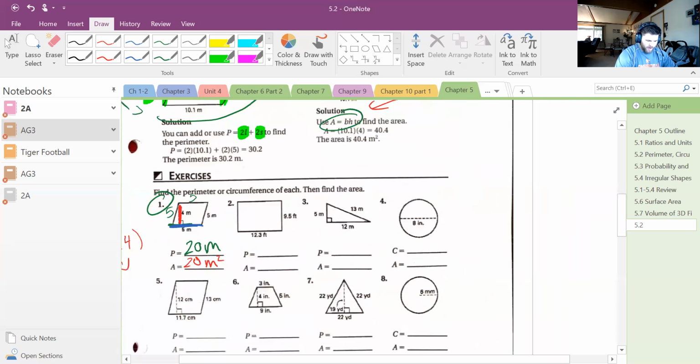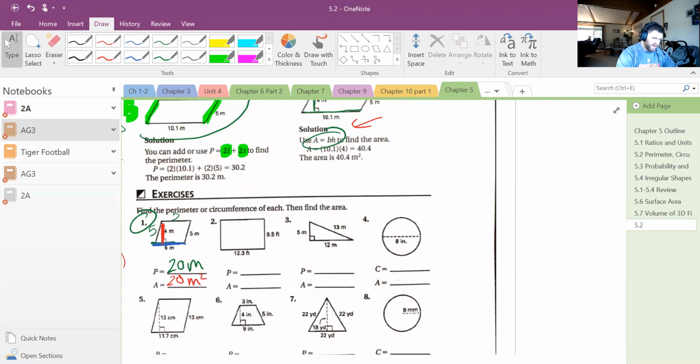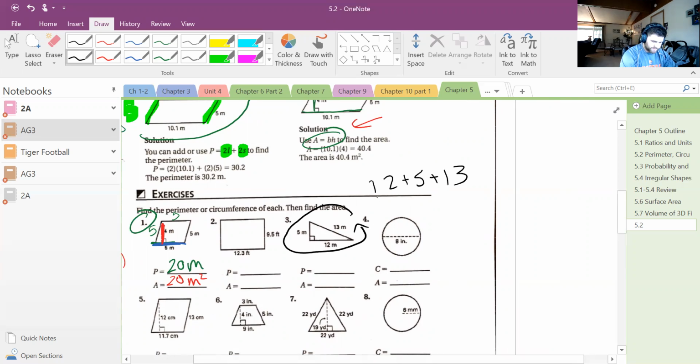Okay, let's do a triangle. Why not? Okay, perimeter of a triangle. Remember, it gives us all 3 sides. All we gotta do is just add all those up. So 12 plus 5 plus 13. 12 plus 5 is 17. Plus 3 is 20. 20 plus 10 is what, 30? Fact check me on that one. I did that pretty fast. 12 plus 13 is 25. Yep.